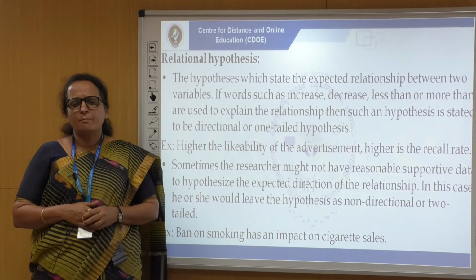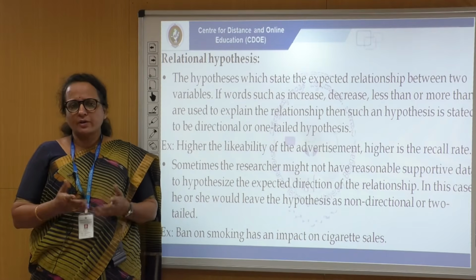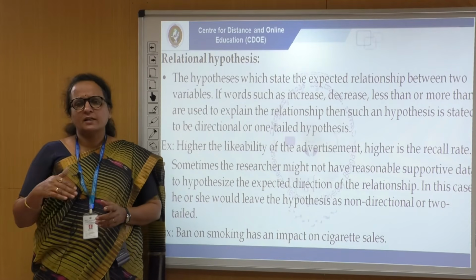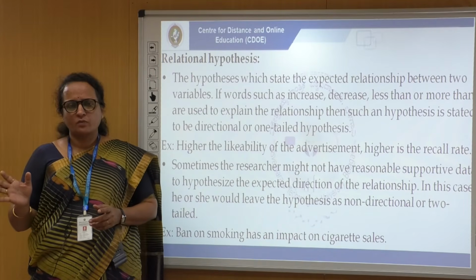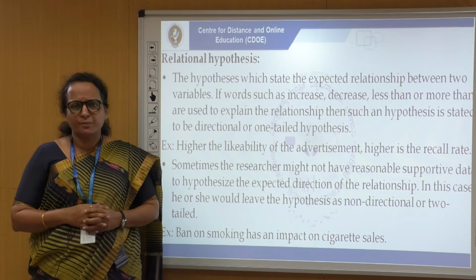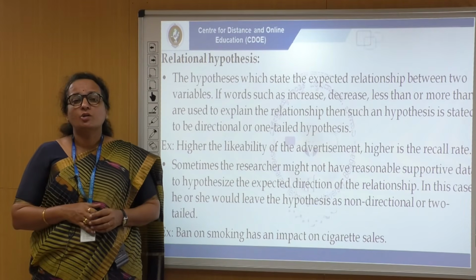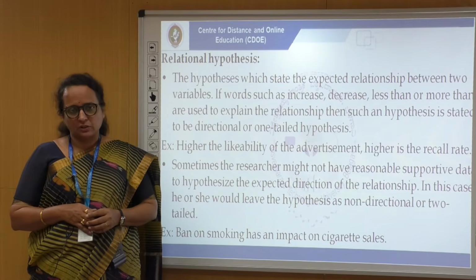Like, for example, ban on smoking has an impact on cigarette sales. The researcher is not sure whether it is having a positive impact or negative impact. There is some impact. He is not sure about the direction of the relationship. Such hypotheses are called non-directional hypotheses or two-tailed hypotheses.